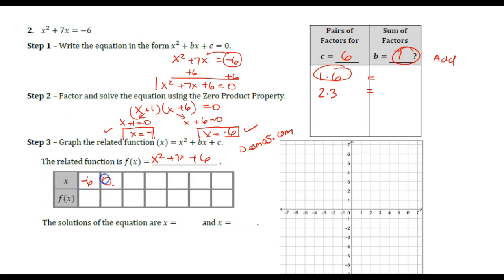-6, 0, -5, -4. Sorry, that's not a great 5, but you get it. That would be -4, -6, -3, -6, -2, -4, and -1, 0, and then of course 0, 6.